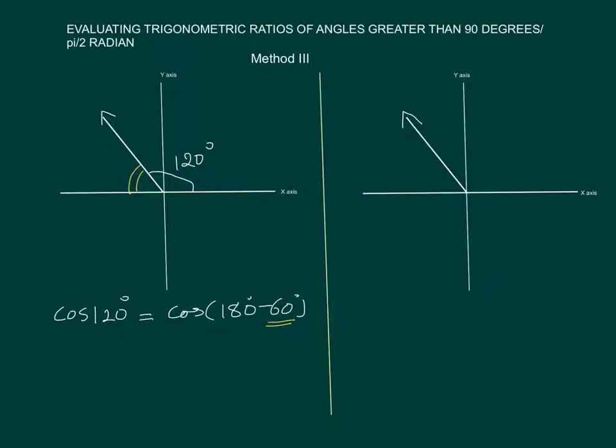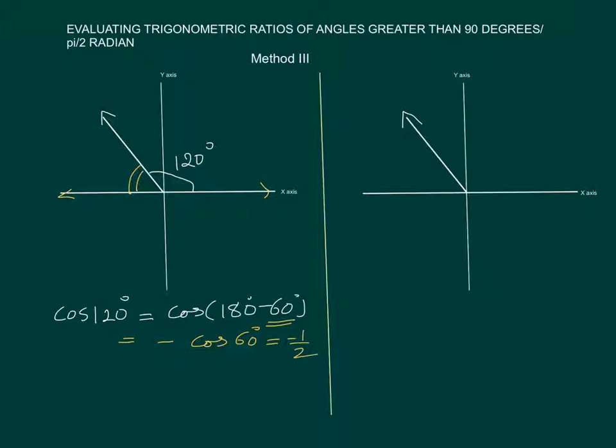Now since the x-axis is our reference line, we know the rule that the ratio remains the same. So this will be cos of 60 degrees, but cos is negative in the second quadrant, so it is minus cos 60, and hence cos 120 degrees is equal to minus 1 by 2.